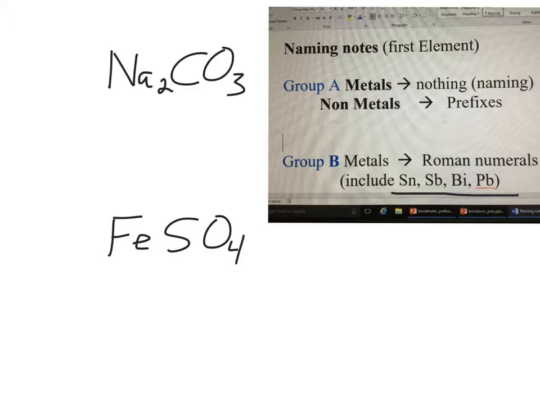Look at the very first element. That first element is going to tell you what to do. So Na, is it a group A or is it a group B? It's a group A. Very good. So now, is it a metal or is it a non-metal? Remember your staircase. Everything above the staircase is a non-metal, right? So what is Na? It's a metal, okay? So you're going to do nothing. You're just going to name it. So what's my name for Na? Sodium.